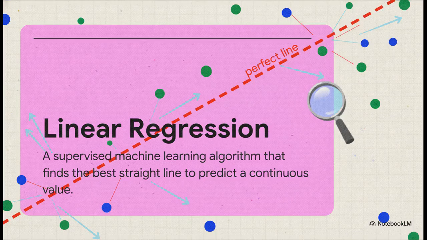Okay, so what is it, really? Well, it's a type of supervised algorithm. Now, that sounds fancy, but all it means is that we teach it by showing it a bunch of examples where we already know the right answer. Its entire job, its whole mission in life, is to look at all that data and find the one single best straight line that can cut through it to make predictions. It's all about finding that perfect line.